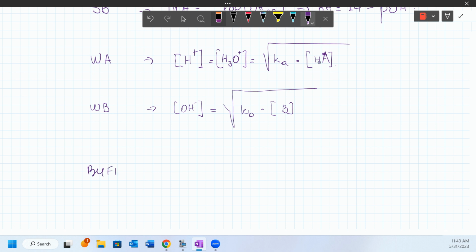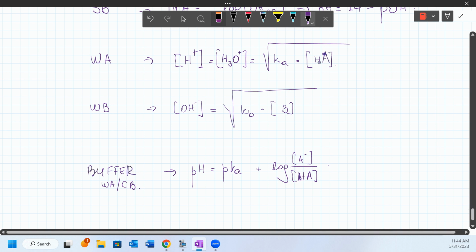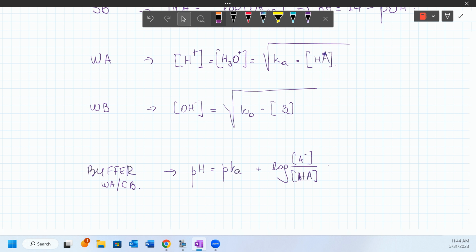And if it is a buffer, where you have the weak acid and its conjugate base, you write the reaction and you end up with the weak acid and the conjugate base, then you will use the Henderson-Hasselbalch formula: pH is equal to pKa plus log of the concentration of the conjugate base over the concentration of the acid. This is the question that we just did before, and it is the hardest one. Practice on it, do it several times, and you will be great on the calculations of titration for acids and bases.